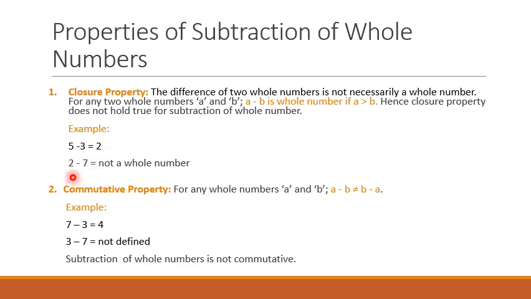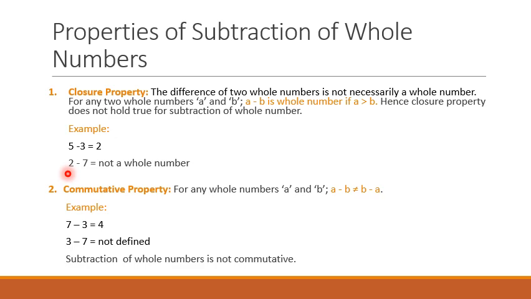But if I write 2 minus 7, that means the first number is smaller than the second number. Then what will be the answer? The answer is not a whole number. We cannot subtract a bigger number from a smaller number. That's why we say that the closure property is not true for whole numbers. If I try to subtract any two whole numbers, the answer is not necessarily a whole number.